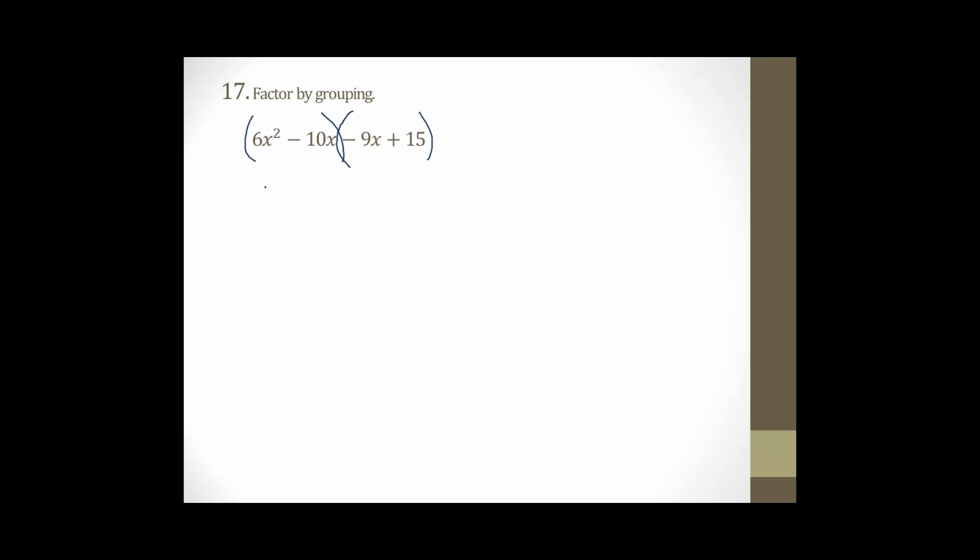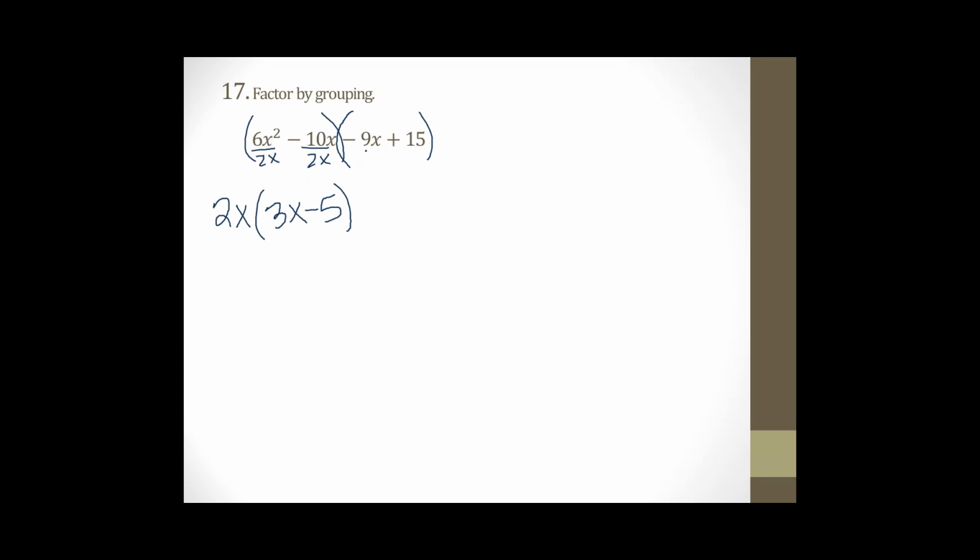So between 6x squared and negative 10x, the greatest common factor would be 2x. So we factor that out. We would have 3x minus 5. Now, factoring by grouping, we want to do the same thing, take out the GCF here, but our goal is to get another 3x minus 5. So keep that in mind. That can help you figure out what to factor out.